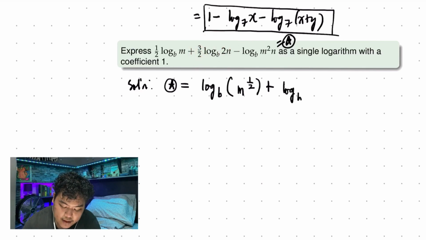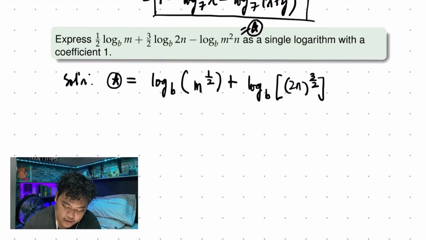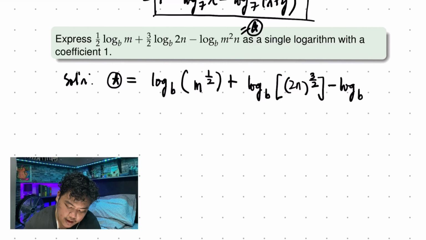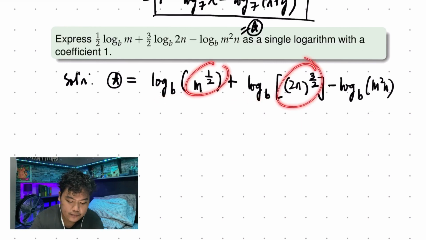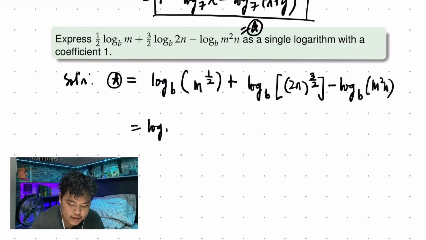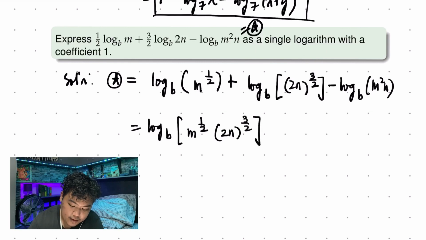So, log base b ng 2n raised to 3/2, minus, kopyahin natin yung natira. Kapag plus, kokopyahin itong log, tapos ito times mo yung mga nasa loob. So, this is log base b of m raised to 1/2 times this. And then, kopyahin na lang natin ito. M square n.